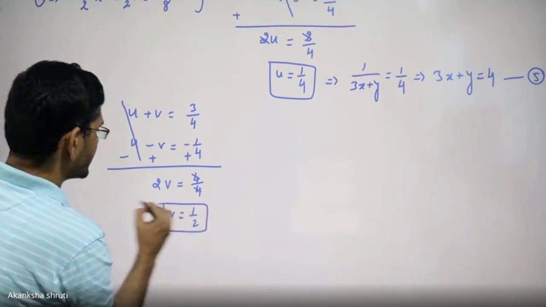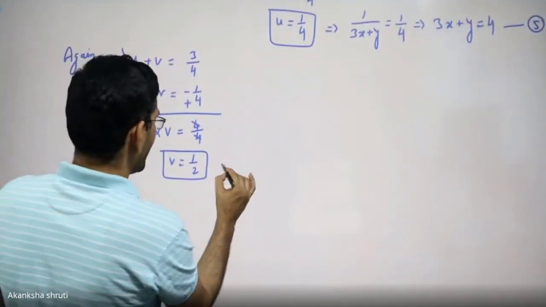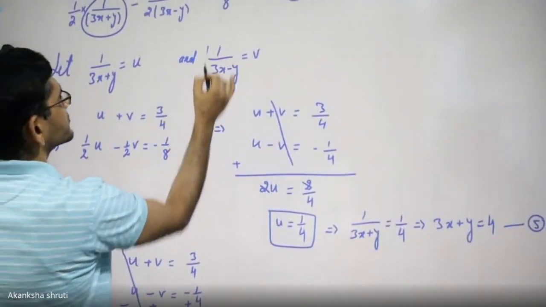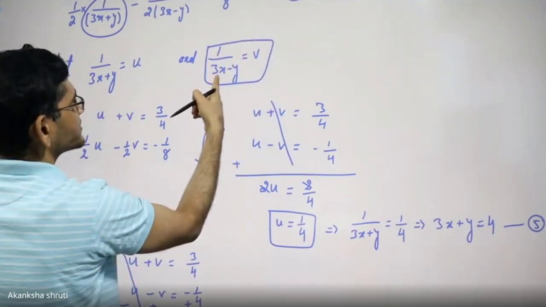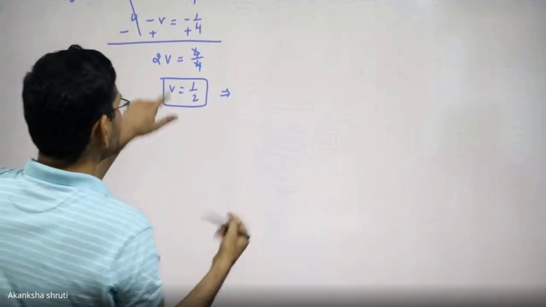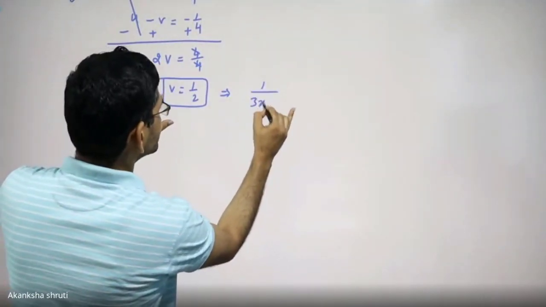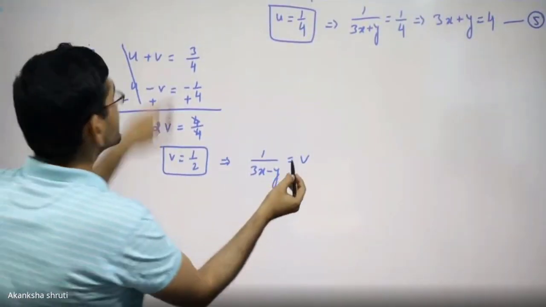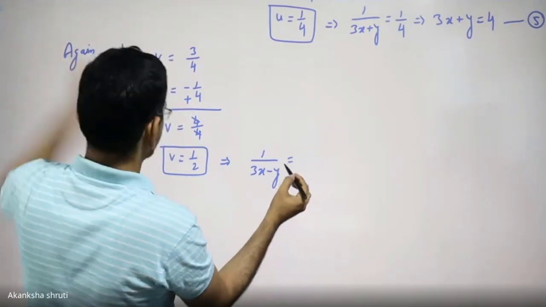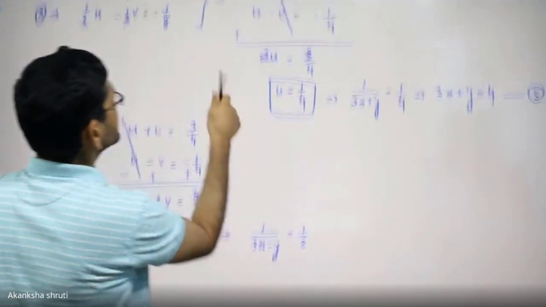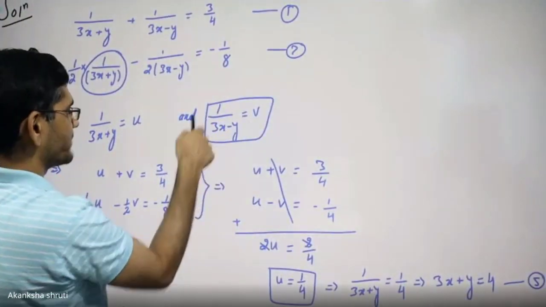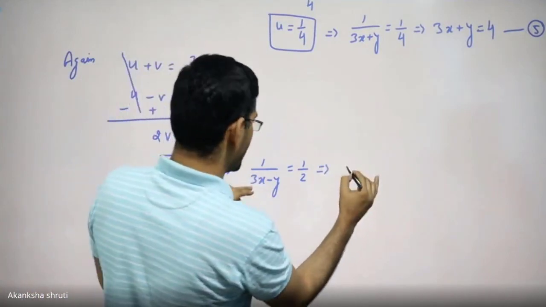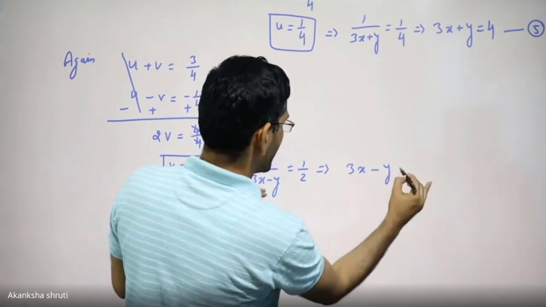Student, again this is not the required answer. And even this is going to give us a new relation with x and y because of our assumption. We had assumed 1 by 3x minus y is equal to v. So this means 1 by 3x minus y, this is our v. So in place of v, I can substitute 1 by 2, because see here, whatever we have assumed, the same thing, we are going back for getting the x and y. So take the reciprocal again. 3x minus y is 2.